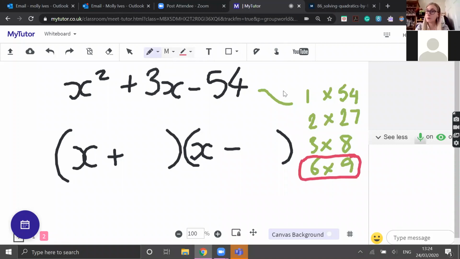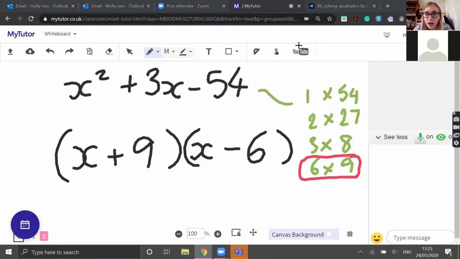And now we just have to work out which way around they go. So in this case, we want a positive 3, so it's going to have to be 9 minus 6. So the 9 goes with the positive this time. So that's quite a difficult one because you have to list them all. How do you know which one is plus and which one is minus? It's whichever one works for that addition. So if this had been a minus 3x, we'd have needed plus 6 minus 9. So I hope that kind of makes sense. Whichever one works for addition.